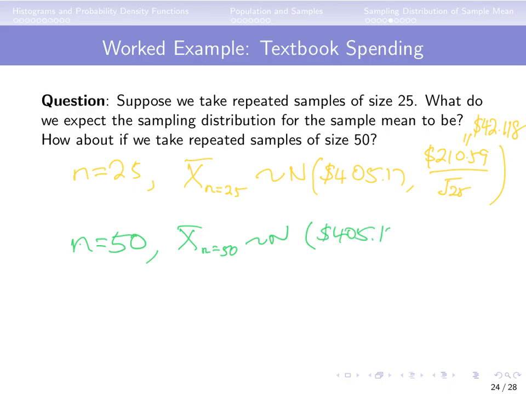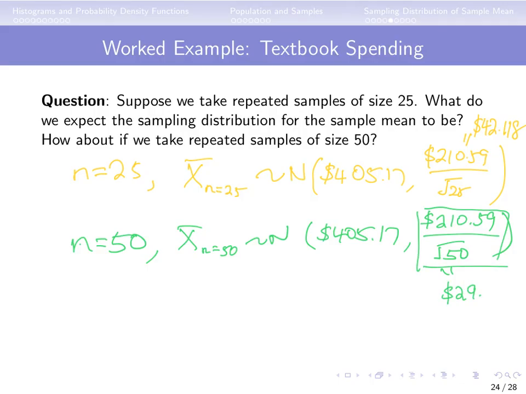And if you take repeated samples of size 50, their sample means will follow a normal distribution. The mean is still 405.17. The standard deviation is the original sigma over square root of the sample size 50. If you work out this standard deviation, it is equal to 29.782. So these are the distributions. The means are the same, but the spread of the smaller sample size is larger than the spread of the larger sample size.